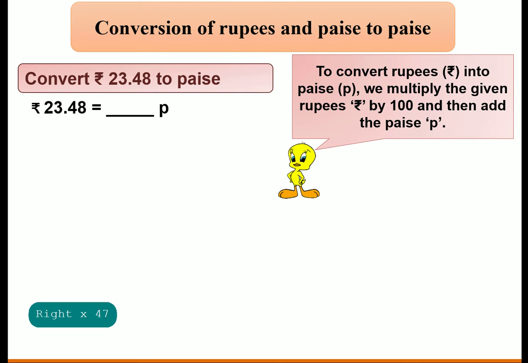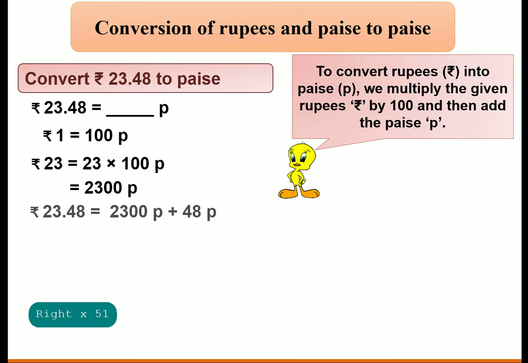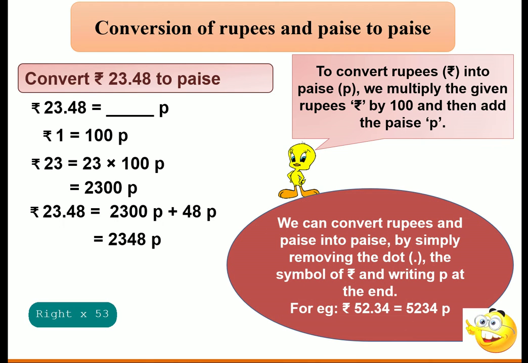Rupees 23.48 is equal to how many paise? We know that rupee 1 is equal to 100 paise. So we will multiply 23, the number before the decimal point, by 100. 23 multiplied by 100 will be 2300. Correct. Now we have to just add the number after the decimal, that is 48, to 2300. After addition, we will get 2348 paise.